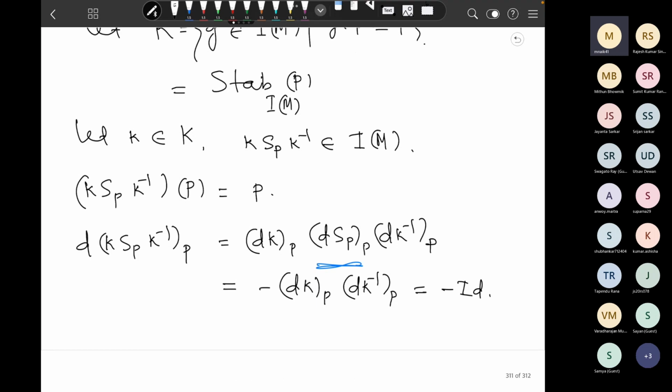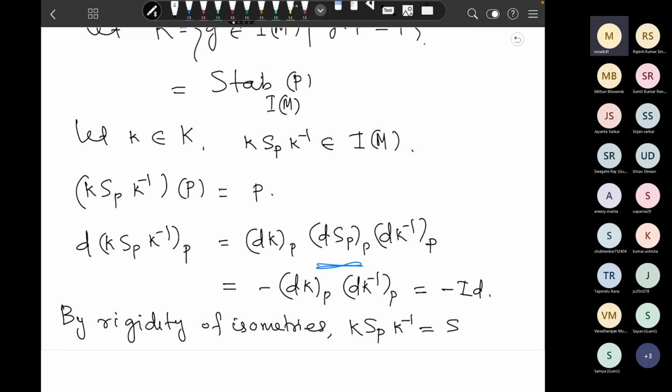So look at this expression: k S_P k inverse at P is equal to P and the differential of that map is really minus identity. Hence by rigidity of isometries, we get that k S_P k inverse is equal to S_P. I call this 1.